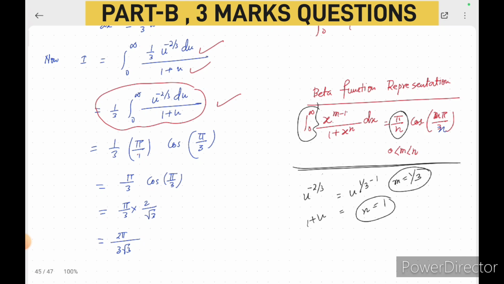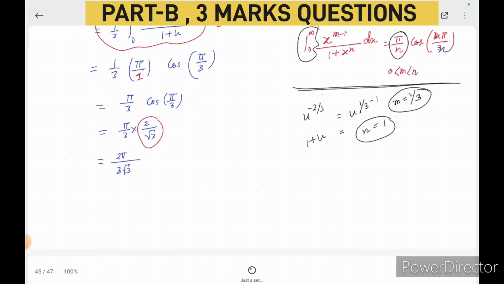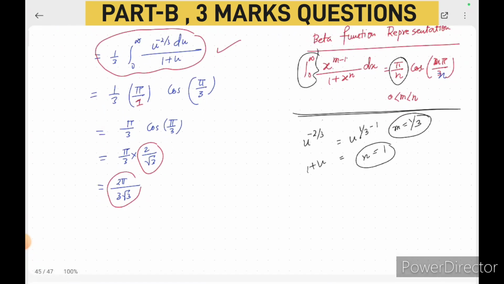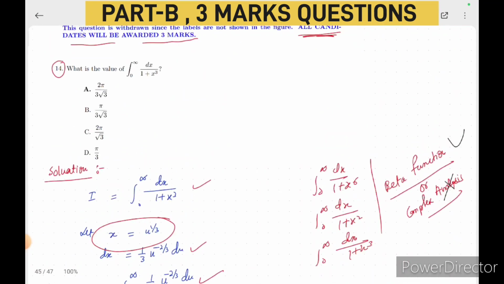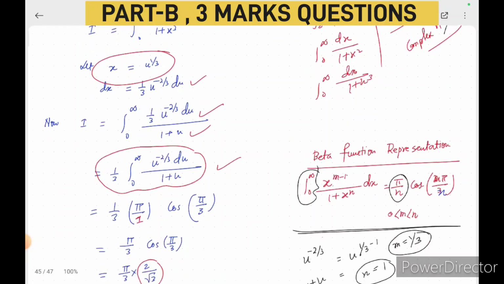So pi upon 1 times 1 upon sin of m pi upon n, with n equals 1, so sin pi by 3, so that is pi upon sin pi by 3, which is equal to 2 pi upon root 3. So finally we get 2 pi upon 3 root 3. So option A is the correct answer. Okay, so always this type of question you calculate using the beta function representation.